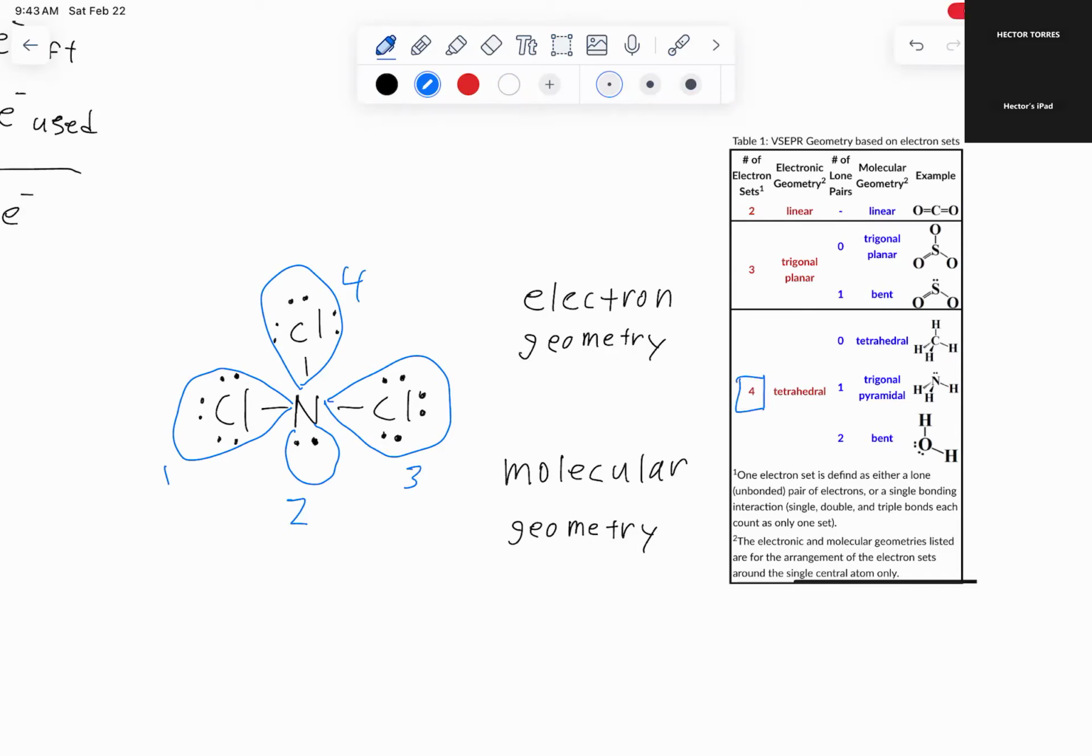So that leads us to this. So if we're looking for electron geometry, that means that's going to be tetrahedral. Now, if we're looking for molecular geometry, it's a little different because you have to take into account the lone pairs. So on here, we can see that this group here is a lone pair. Although it's an electron set, it's still a lone pair, so that means we have one. So now, for molecular geometry, we're going to have that trigonal pyramidal.